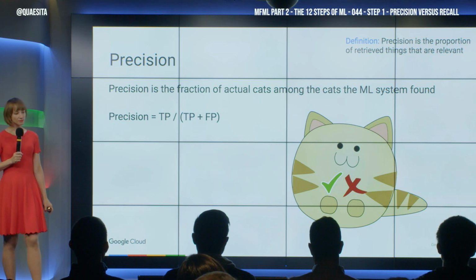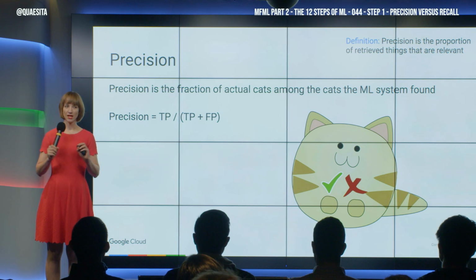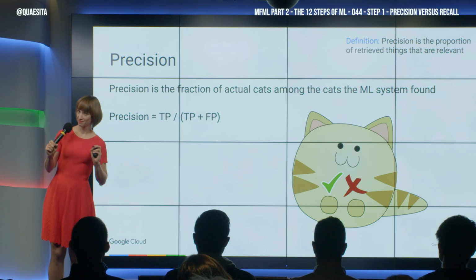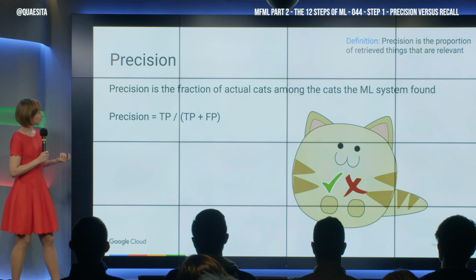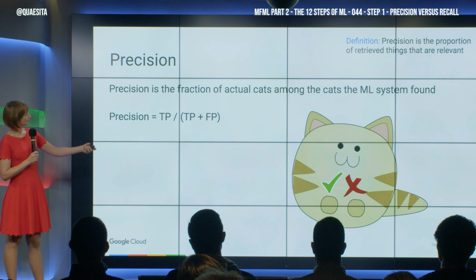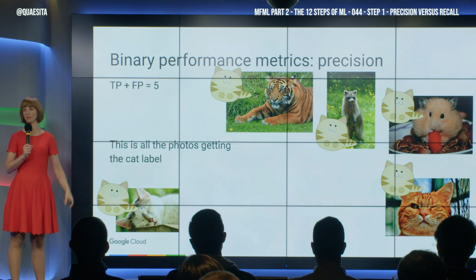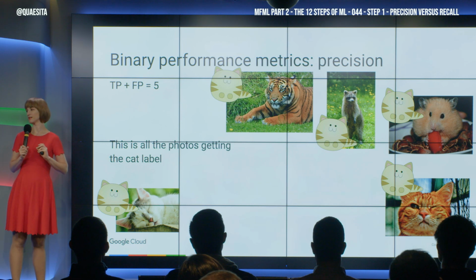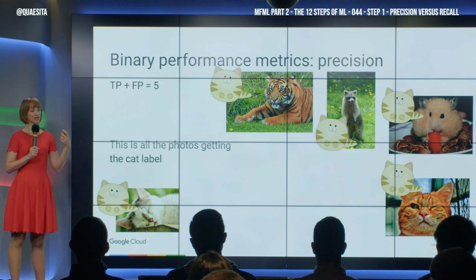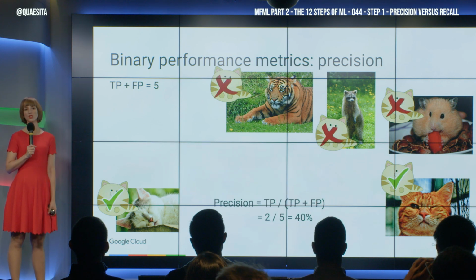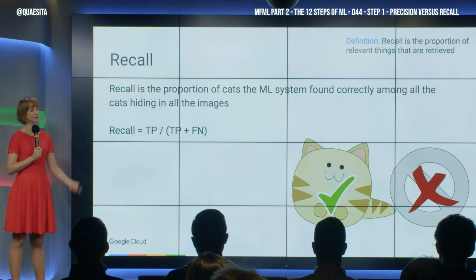First, precision. Precision is the fraction of actual cats among the cats that the system found. So in order to compute that metric, let us ignore all the things it didn't find as cats. Boom, gone. This is our denominator. All the ones it presented to us as cats. Of them, how many were actually cats? 2, giving us a precision of 2 out of 5, 40%.